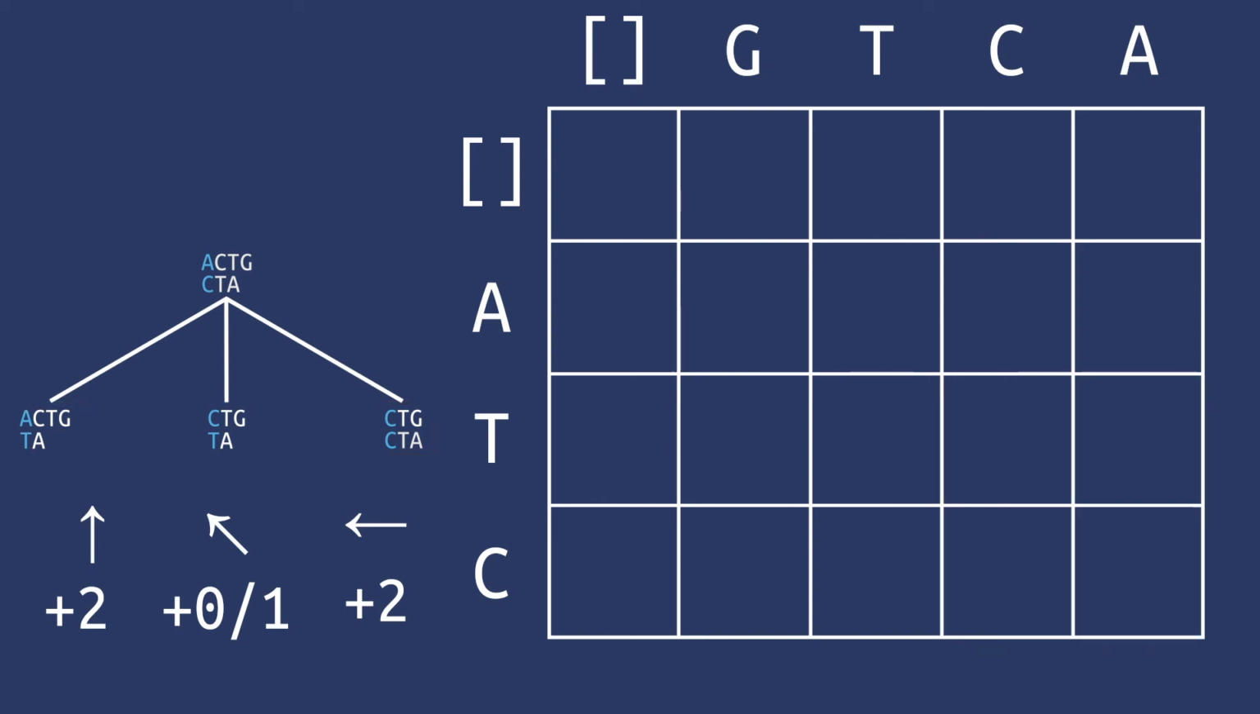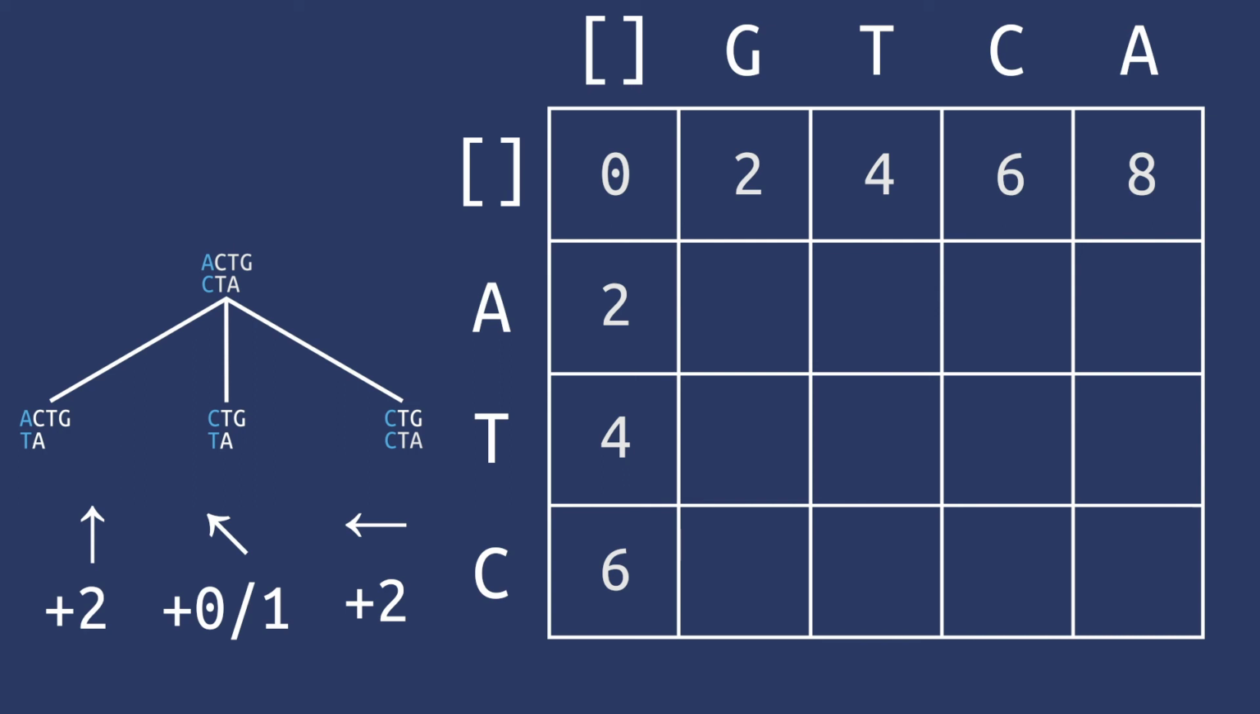To begin the tabulation process, we need to fill in some known values. We know that for two empty sequences, the minimum edit distance is 0. We also know that if one of the sequences is empty, the edit distance is equal to 2 times the length of the other sequence, as only gaps can be used, no mismatches or matches. So our first row and first column can be filled in like so.